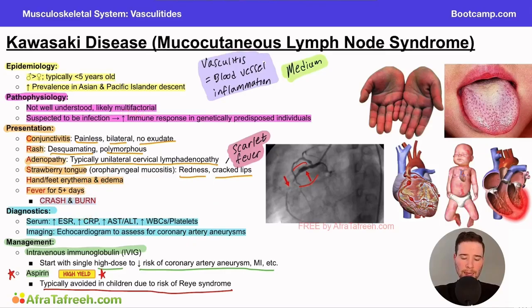The key here with the diagnostics, though, is going to be the imaging, the echocardiogram. Why do we need that? We need to assess for coronary artery aneurysms. This is a very feared complication of young children with Kawasaki disease, so we need to monitor this over time.